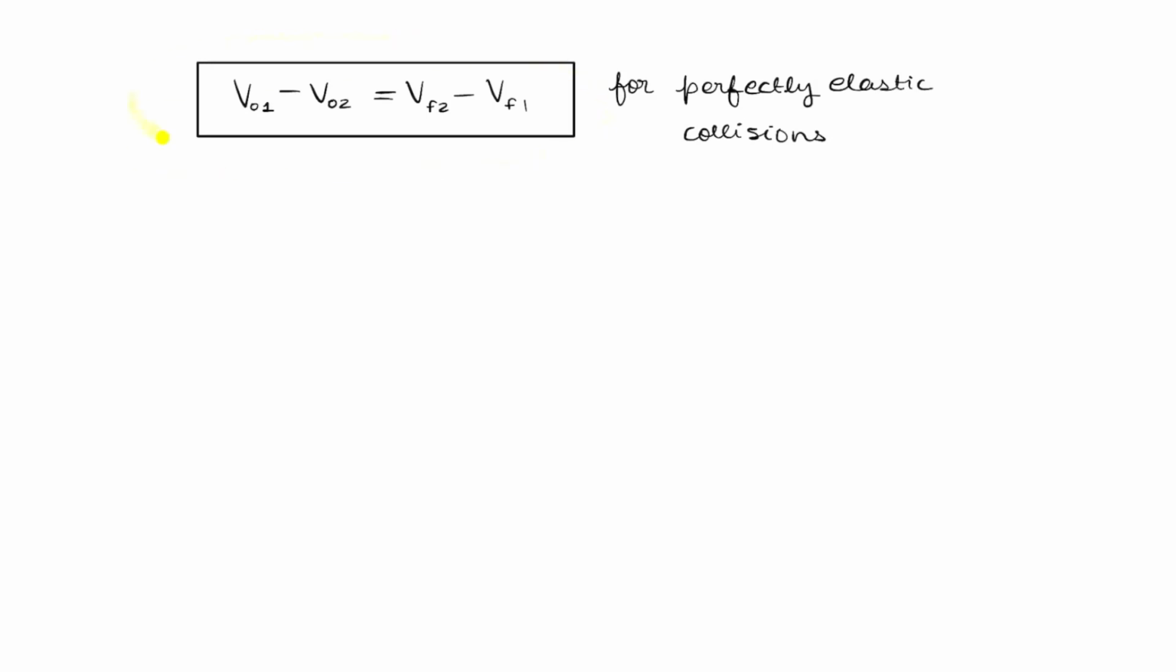Today we're deriving this equation: the velocity initial of object 1 minus velocity initial of object 2 equals velocity final of object 2 minus velocity final of object 1 for perfectly elastic collisions.